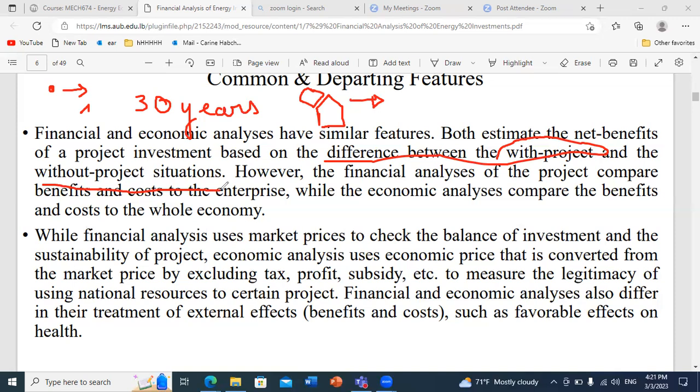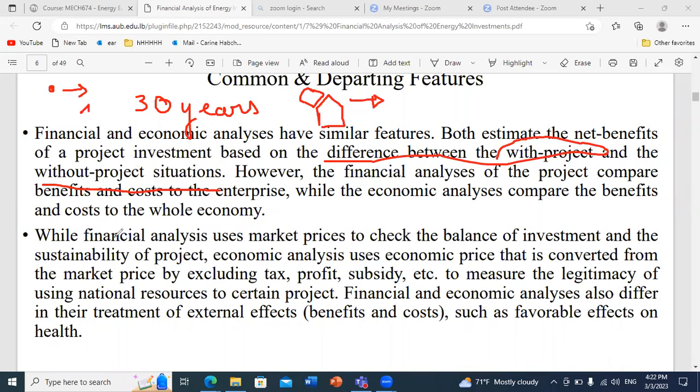So while financial analysis uses market prices to check the balance of investment and the sustainability of the project, economical analysis uses economic prices that are converted from the market price by excluding tax, profit, subsidy, etc., to measure the legitimacy of using national resources for certain projects. What do we mean by this?